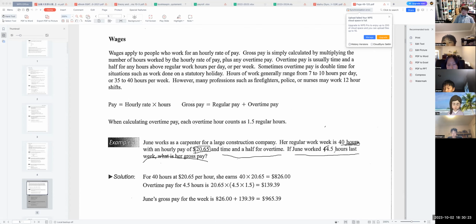So let me ask you, her regular hours should be 40. So 44.5 minus 40 equals 4.5. Can you tell me this 4.5 is what kind of thing? It is what? Overtime? Overtime. Yes, very good. It is overtime. Okay, everybody, I'm gonna stop here, let you think about it.